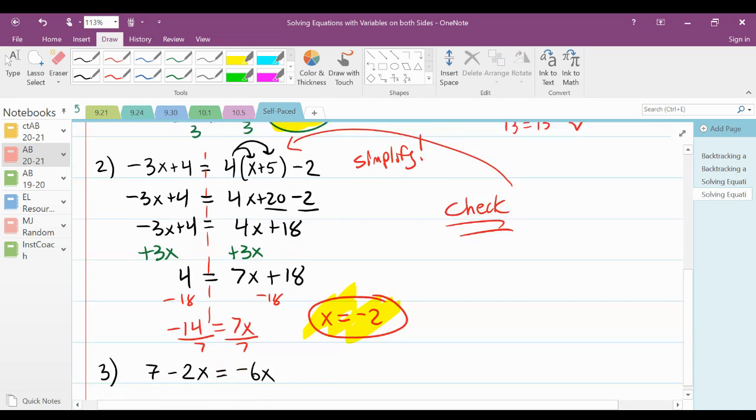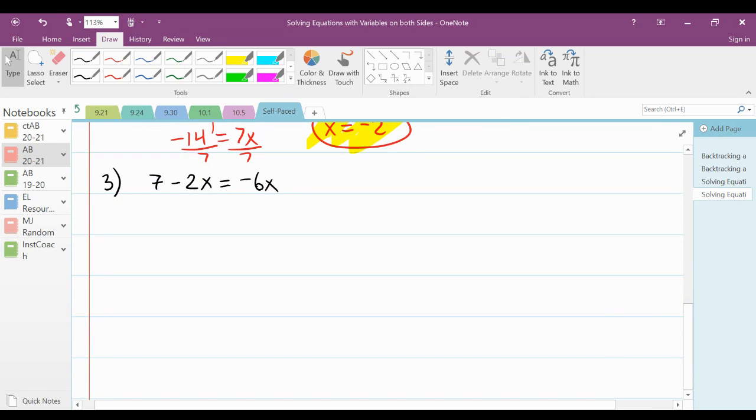Last equation here, go ahead and pause if you want and write that down. 7 minus 2x equals -6x. So remember, we want to simplify if we have to. Nothing to simplify here. The next thing we want to do is make sure to isolate the variable, ideally trying to keep it positive. Well, here, if I try and keep x positive by adding 6x on both sides, what I end up with is 7 minus 2x plus 6x, which is 7 plus 4x, equals 0.